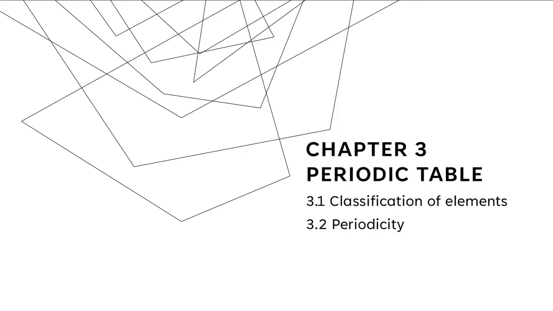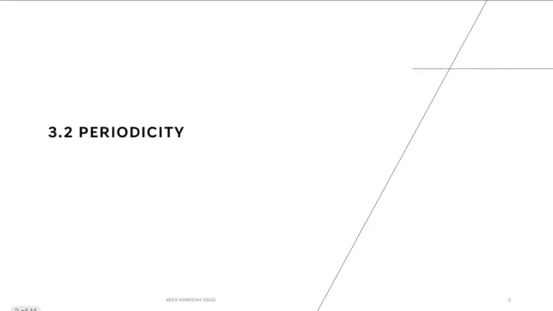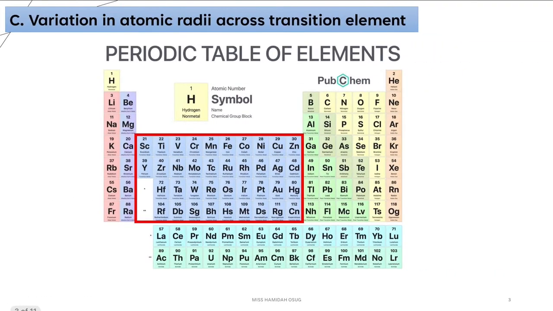So we are still in chapter 3, periodic table. So this is a video for periodicity part C. In this video, we will be talking about the variation in atomic radii across the transition element.